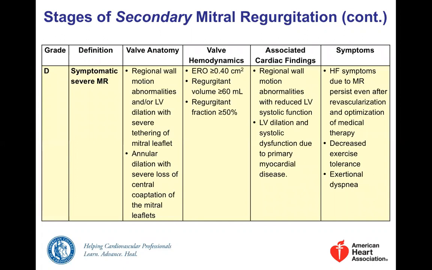Grade D is symptomatic severe mitral regurgitation. There are regional wall motion abnormalities and/or LV dilatation with severe tethering of the mitral leaflet, annular dilatation with severe loss of central coaptation of the mitral leaflet. The effective regurgitant orifice will be more than 0.4, regurgitant volume more than 60 mL, regurgitant fraction more than 50.